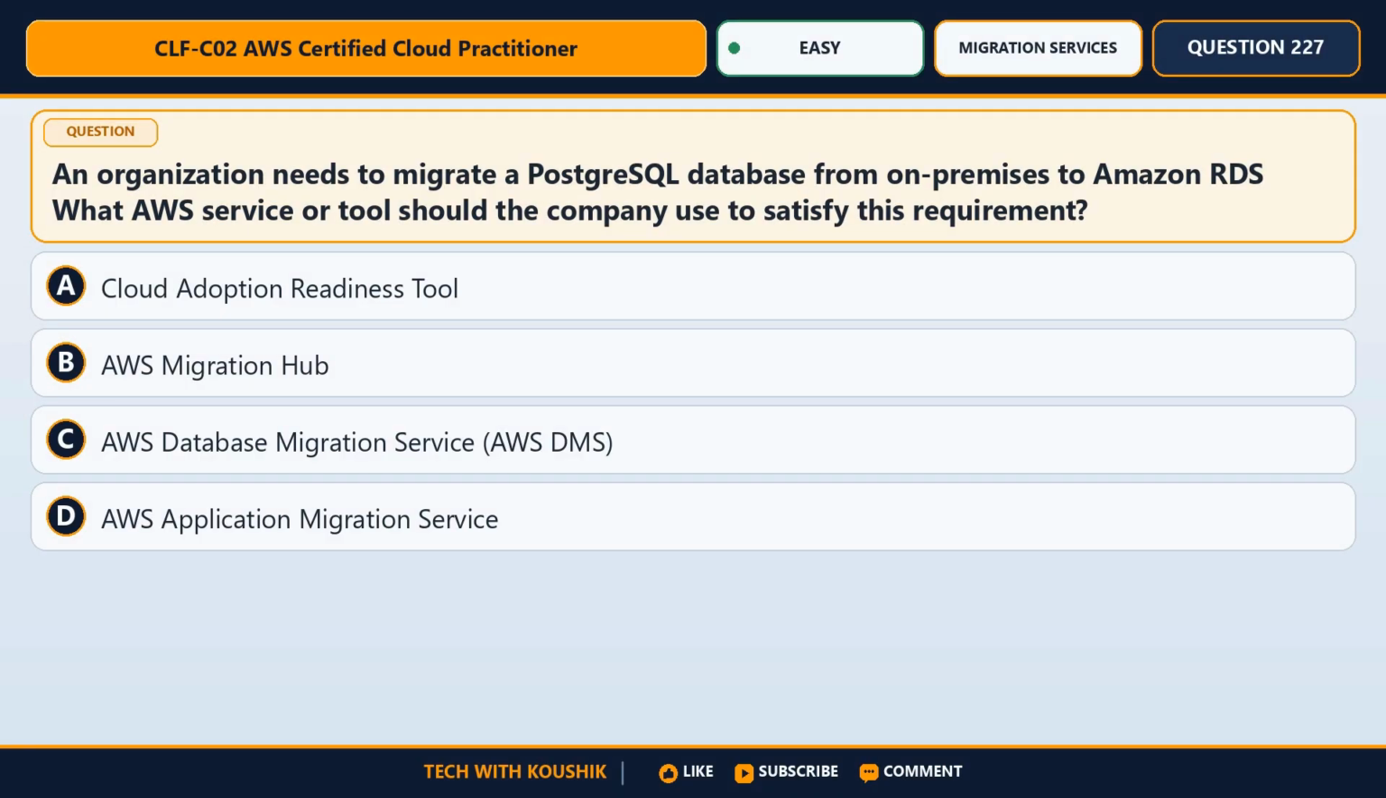Question number 227. An organization needs to migrate a PostgreSQL database from on-premises to Amazon RDS. What AWS service or tool should the company use to satisfy this requirement? Option A. Cloud Adoption Readiness Tool. Option B. AWS Migration Hub. Option C. AWS Database Migration Service, AWS DMS. Option D. AWS Application Migration Service.